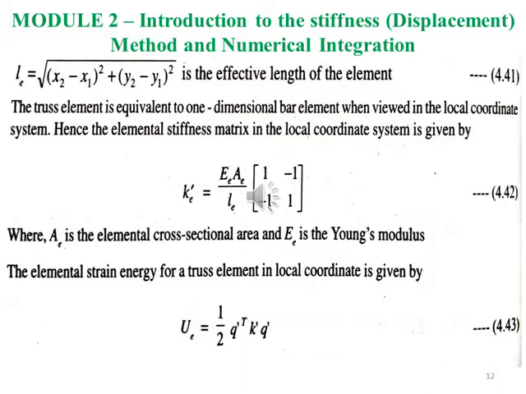So the truss element is equivalent to a one-dimensional bar element when viewed in the local coordinate system. Hence the elemental stiffness matrix in the local coordinate system is given by Ke dash is equal to EA divided by L into [1 -1; -1 1], where Ae is the elemental cross-sectional area and Ee is the Young's modulus. The elemental strain energy for the truss element in the local coordinate system is given by U is equal to half q dash transpose Ke dash q dash, where the single prime dash represents the local coordinate system.